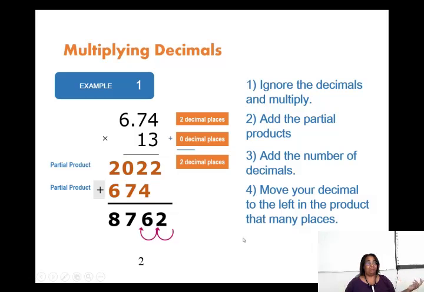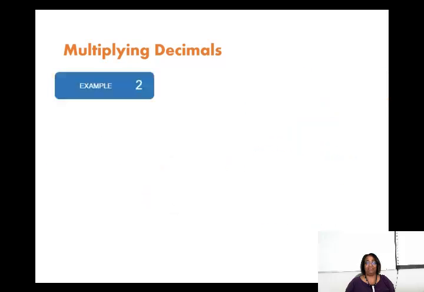You add up how many decimal places you have, start at the far right of your answer, and move to the left that many places. So this one was only 2 places. Can somebody read the answer to me? 87 and 62 hundredths. You want to be able to read and write your numbers with the correct format and be able to say them correctly too. Okay, here's another one.